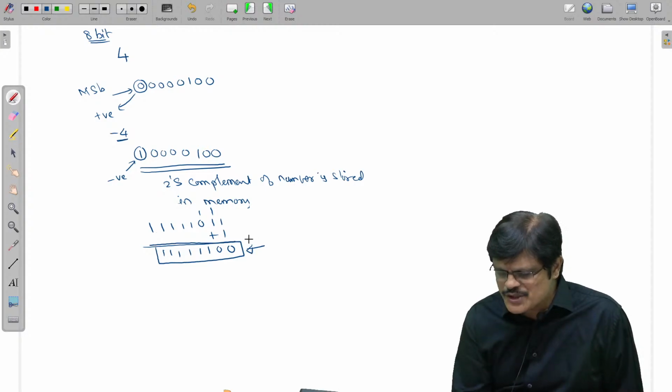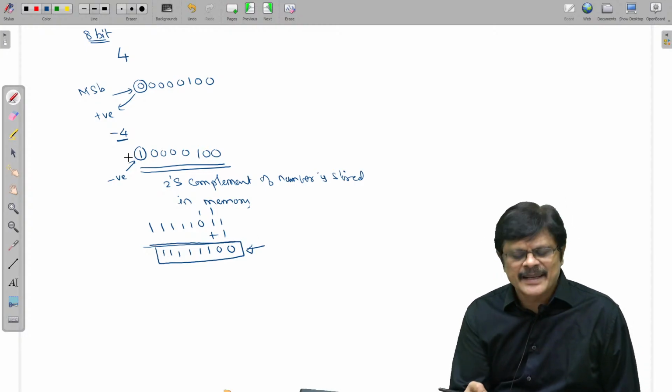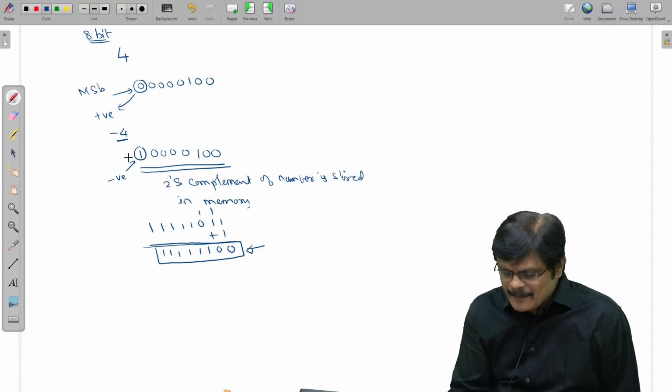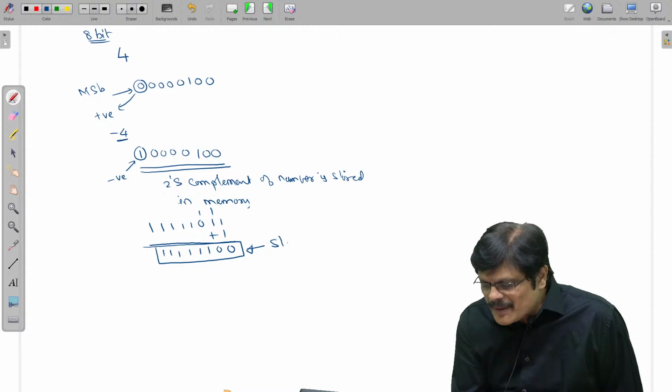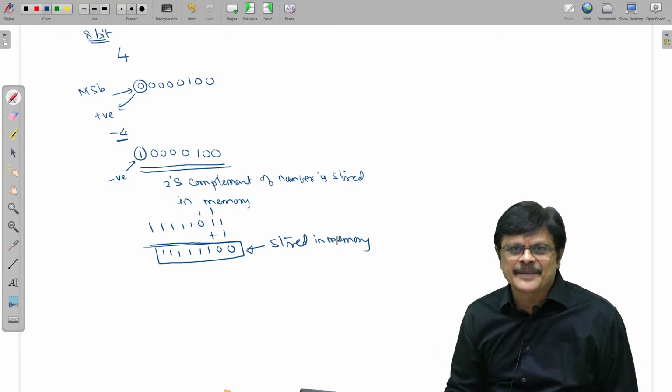Of course, it is not shown. When you write a minus number, the same thing will be shown when you print it. But in the memory, this is how it is stored. This is what is stored in the memory.